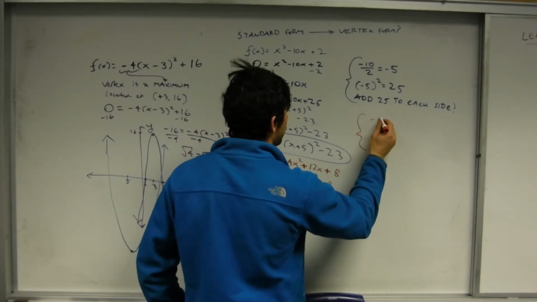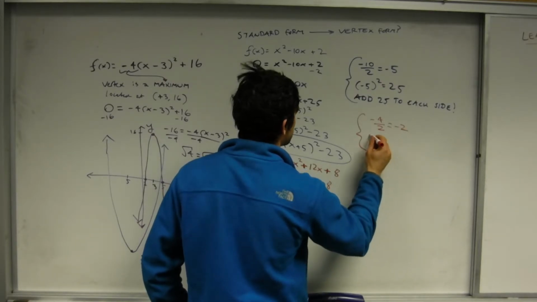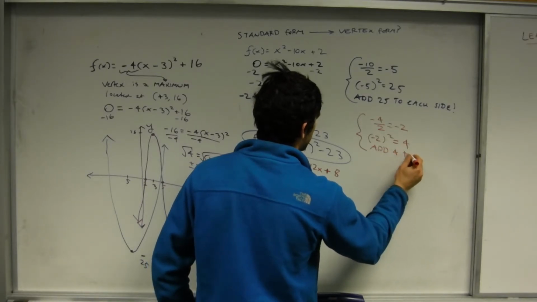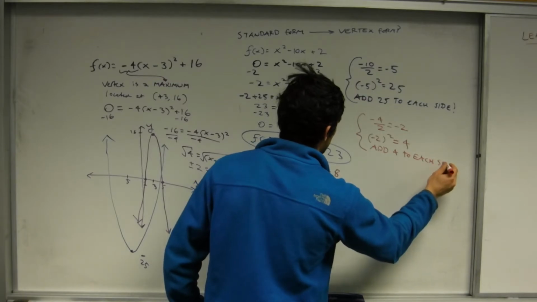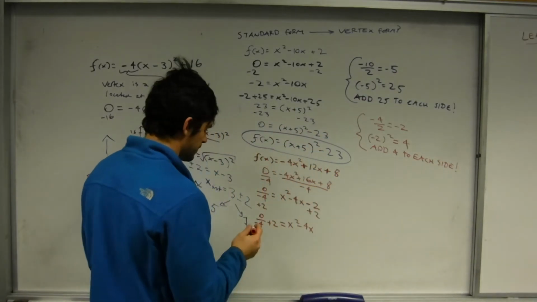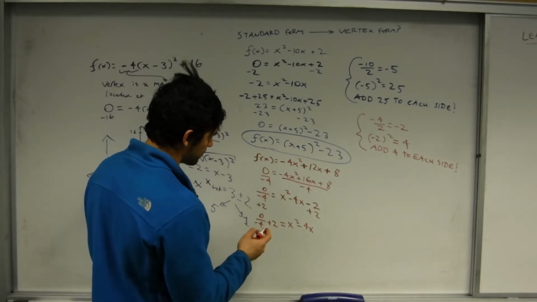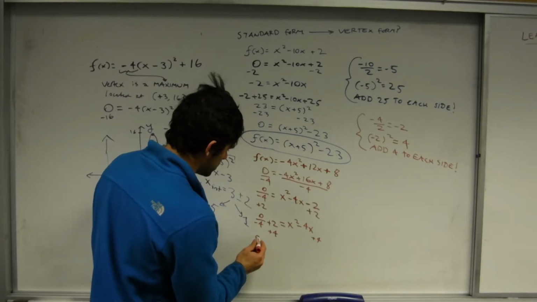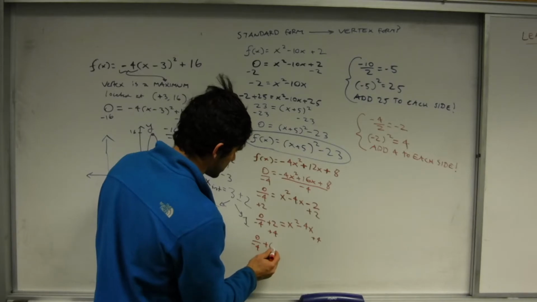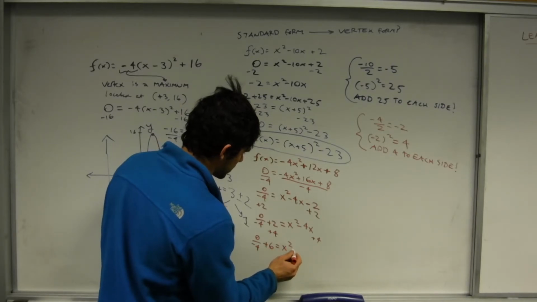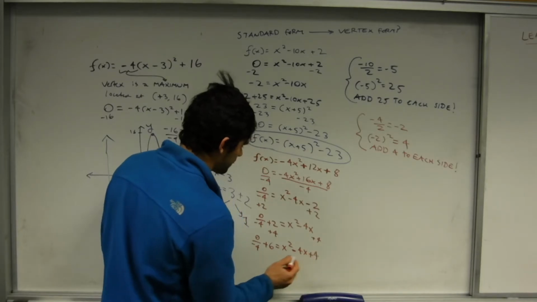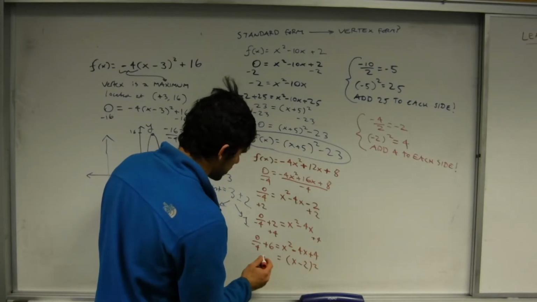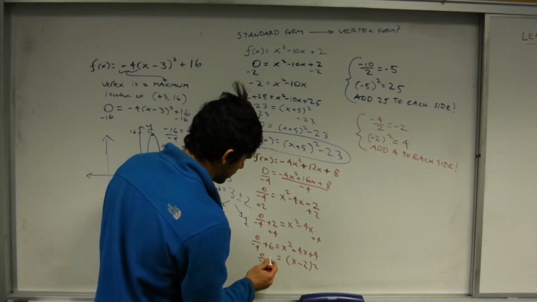So we're going to take negative 4 divided by 2, which is equal to negative 2. Negative 2 squared is equal to 4. That means I add 4 to each side. So we're going to add 4, and we get 0 over negative 4 plus 6 is equal to x squared minus 4x plus 4. If I factor this side, I will get x minus 2 squared. This side I get 0 over negative 4 plus 6.